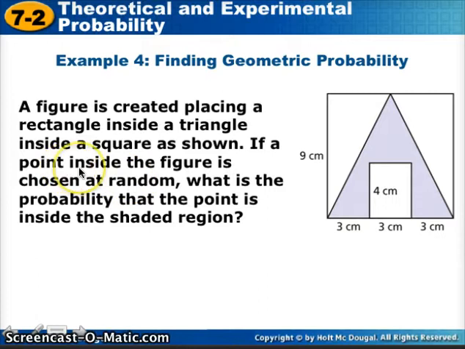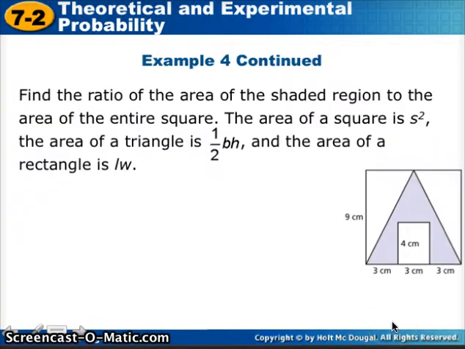If a point inside the figure is chosen at random, what is the probability that the point is inside the shaded region? So we want to find the probability of it just landing inside the shaded region here. In order to do that, we need to find the ratio of the shaded region to the area of the entire square, of the whole thing. So we're going to have to find the area of each of the pieces one at a time.